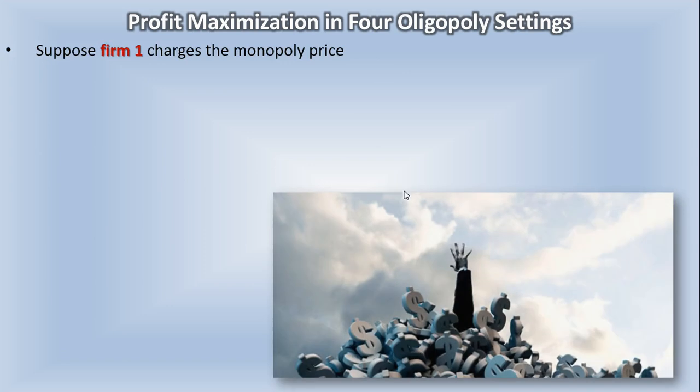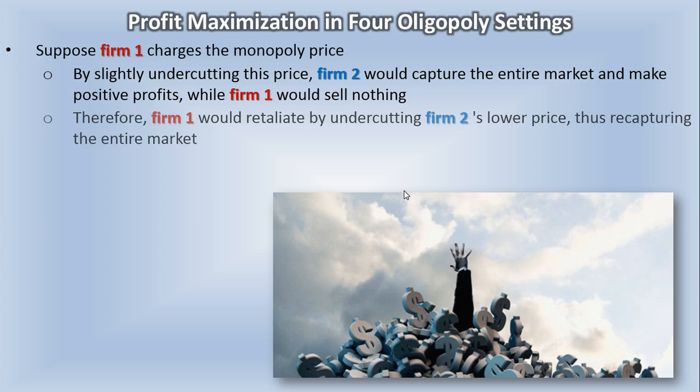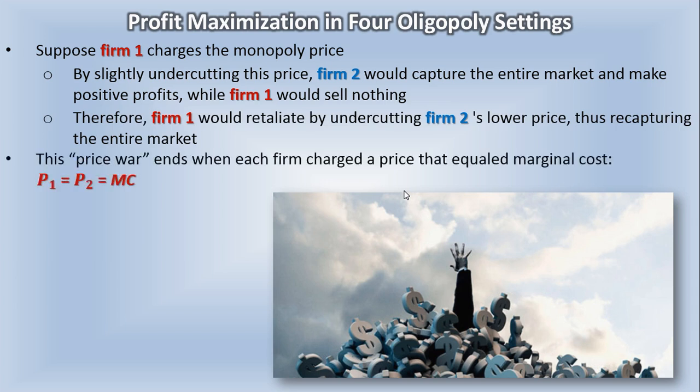All right, so suppose that firm 1 were to charge a monopoly price, the highest price possible in any market. Firm 2, by slightly undercutting firm 1, would capture the entire market and make positive profits, while firm 1 would sell nothing. But of course, firm 1 could retaliate by undercutting firm 2's price and thus recapturing the entire market. So essentially, they wind up in a price war, and the price war ends with both of them lowering their prices as much as possible, to the point where they set their prices equal to their marginal cost. They obviously can't charge below that because they would be operating at a loss on those units.